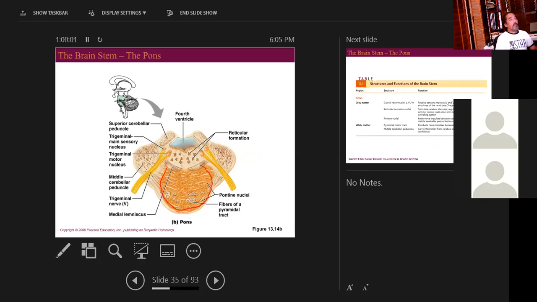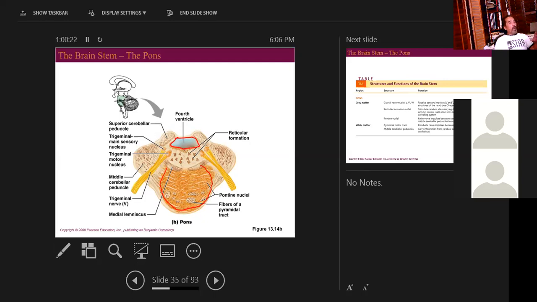Now the fourth ventricle, this is how it looks. It looks like a square-looking cavity. That's what a fourth ventricle looks like. So remember, when I do a CT scan, I'm going to take a look at the shape of the ventricle. If it looks like a square shape, I'm at the fourth.